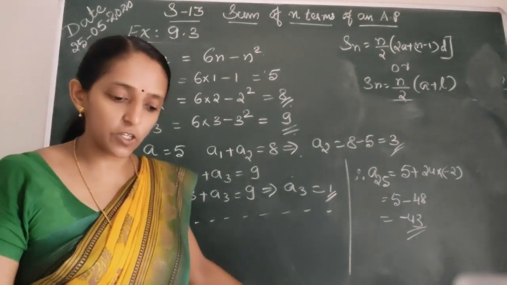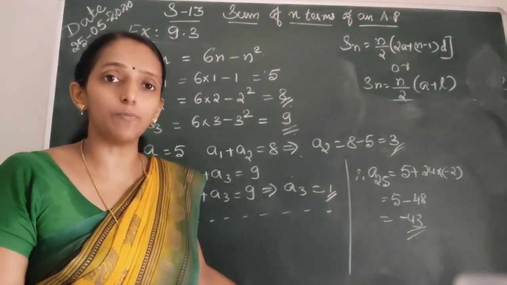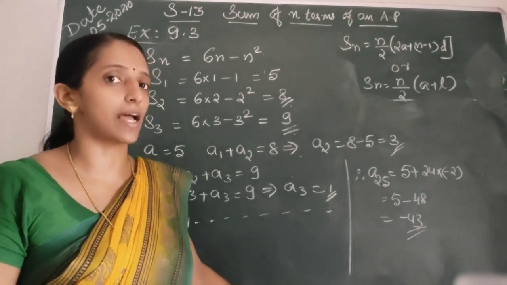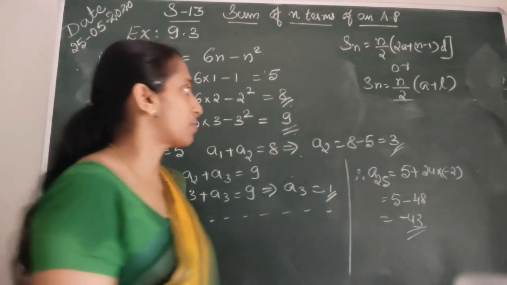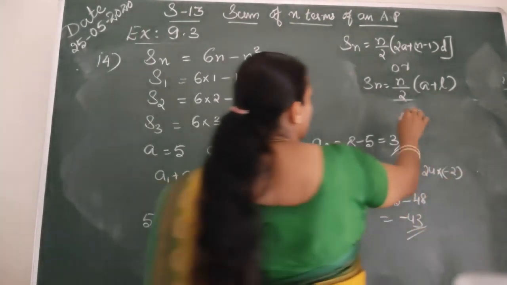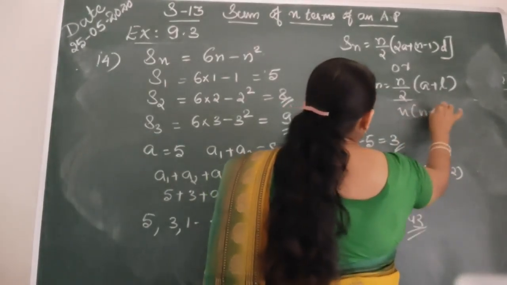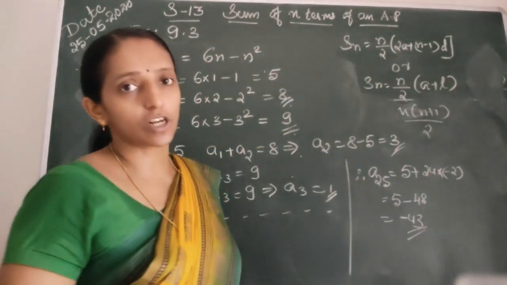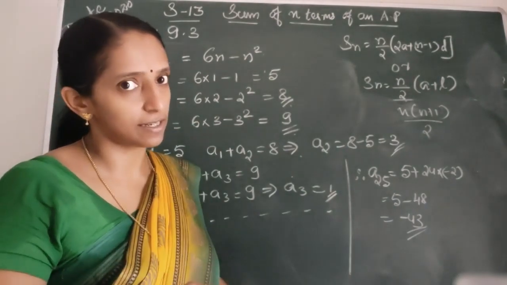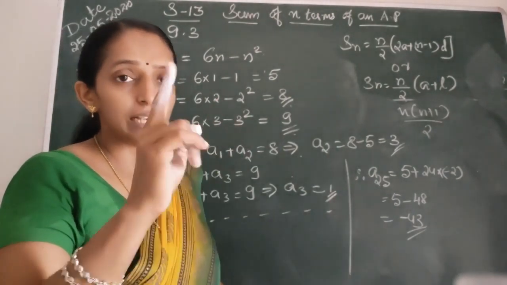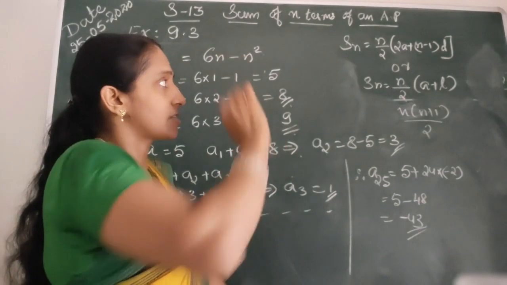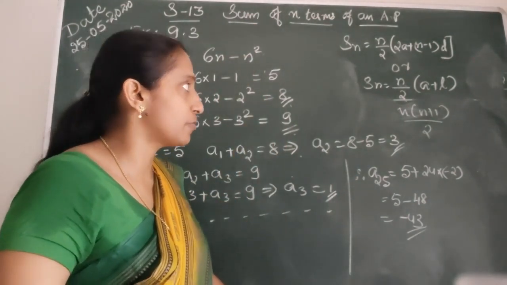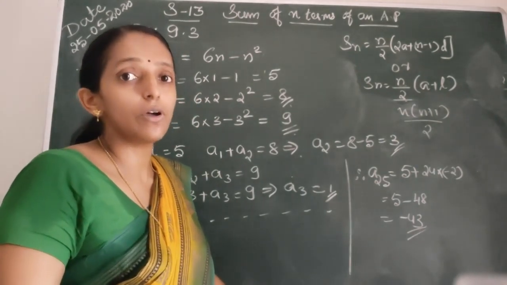Children, question number 16. Find the sum of first 10 positive integers. Sum of positive natural numbers. We are having another formula. The formula for sum of positive natural numbers is n into n plus 1 by 2. Natural numbers means 1, 2, 3, 4, etc. So A will be 1, D also will be 1.